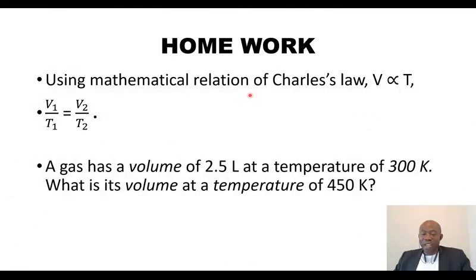Then you just give them homework. We have not captured this as part of the objective, but as a demonstration lesson, you let them know that next time the mathematical relation of Charles' law will be used in calculation. A gas has a volume of 2.5 liters at a temperature of 300 Kelvin. What is the volume at another temperature? We give two temperatures, T1 and T2, and only one volume, so you have to calculate V2. Making V2 the subject gives V1 times T2 divided by T1.